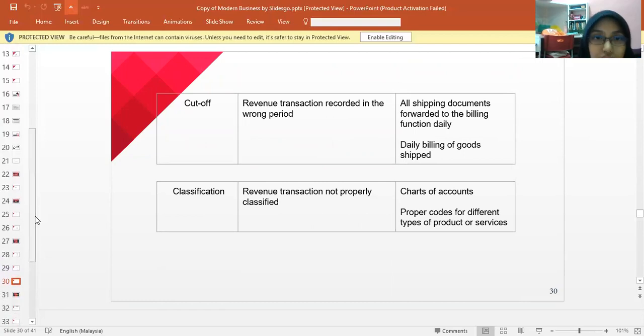Next, the cut-off assertion. For cut-off, the possible misstatement will be revenue transactions recorded in the wrong period. So to avoid it, all shipping documents are forwarded to the billing function daily, and daily billing of goods shipped is performed. Next will be classification. The possible misstatement will be that a revenue transaction is not properly classified. So to avoid it, provide a chart of accounts and proper codes for different types of products or services.